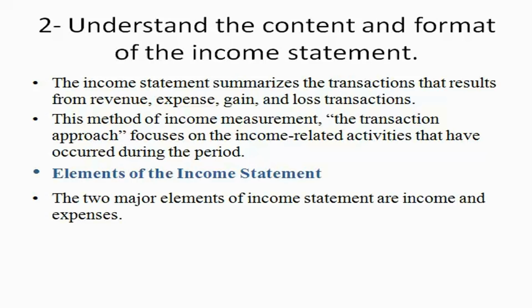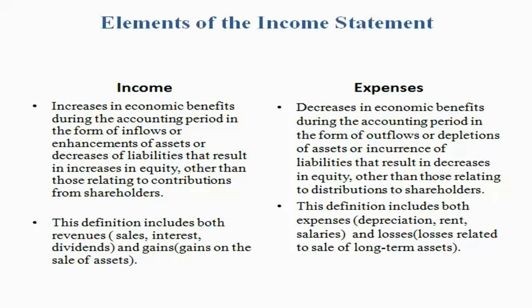طيب ايه هي main elements of the income statement? We have two major elements of the income statement which are income and expenses. What is the income? Income هي any increases in economic benefits during the accounting period in the form of inflows or enhancements of assets or decreases of liabilities that results in increases in equity other than those relating to contributions from shareholders. This definition includes both revenues such as sales, interest, dividends, and gains such as gains on the sale of assets.